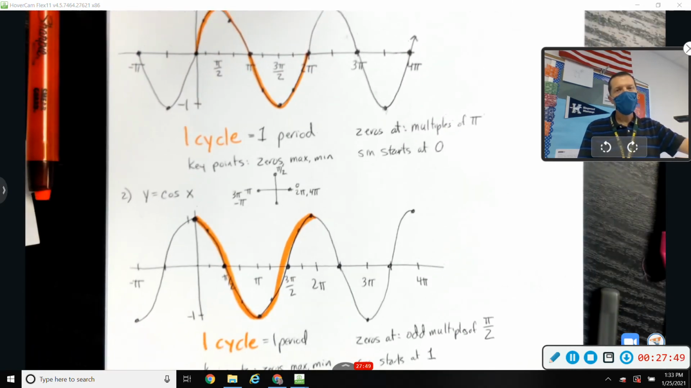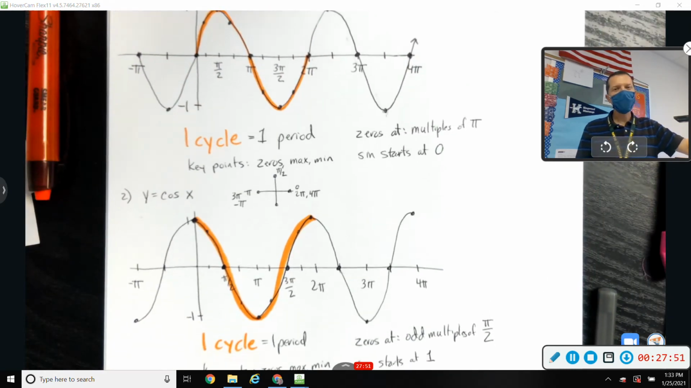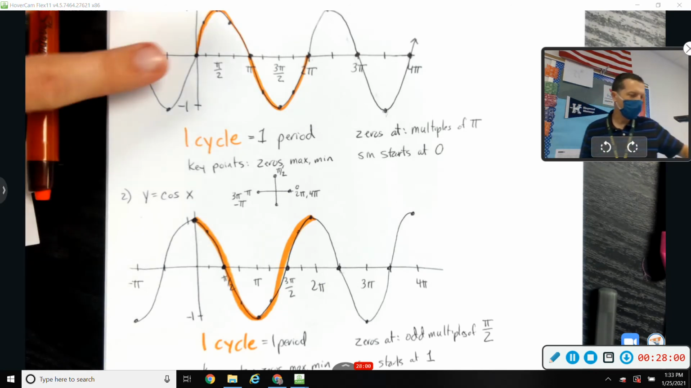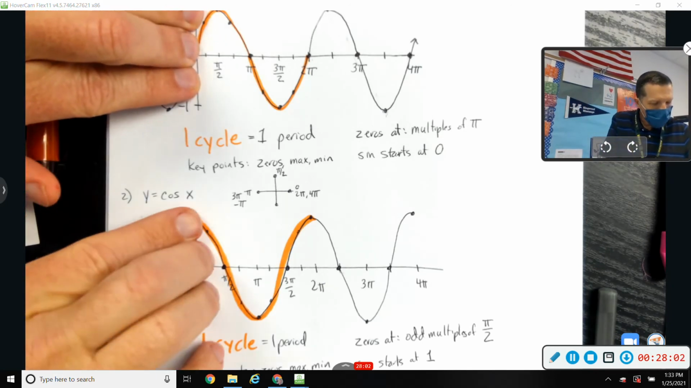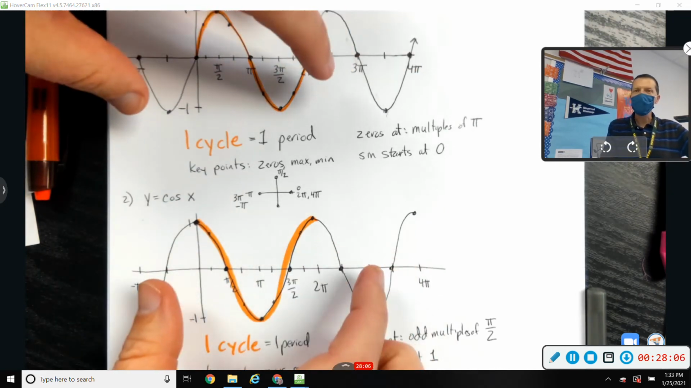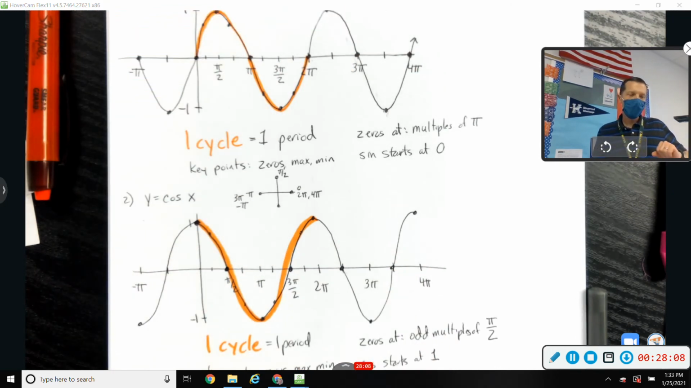But other than that, they look the same, right? They have a different starting point. It's like they've just been shifted left or right a little bit. They have the same shape. In fact, if you didn't have the y-axis on there and you couldn't tell where you were, if you shifted one way or the other, you could make a match. So, lots of similarities, but we do need to be careful because they're not the same.